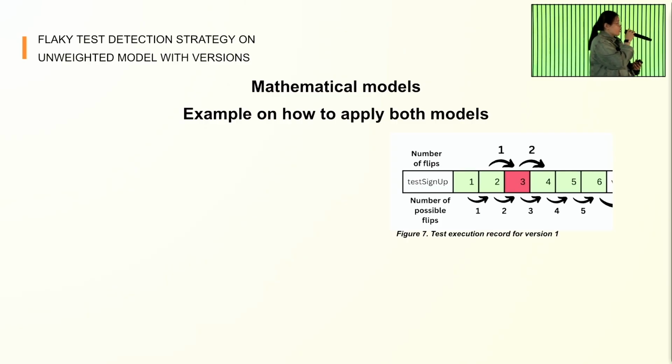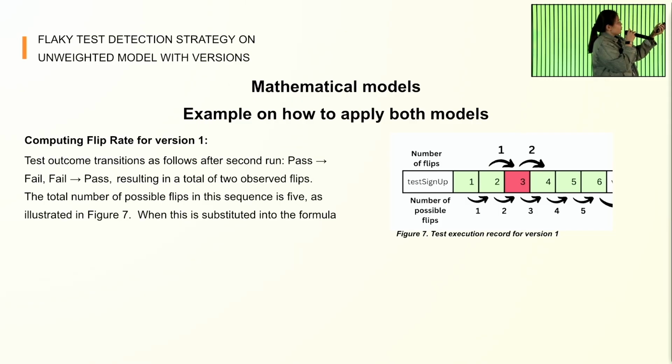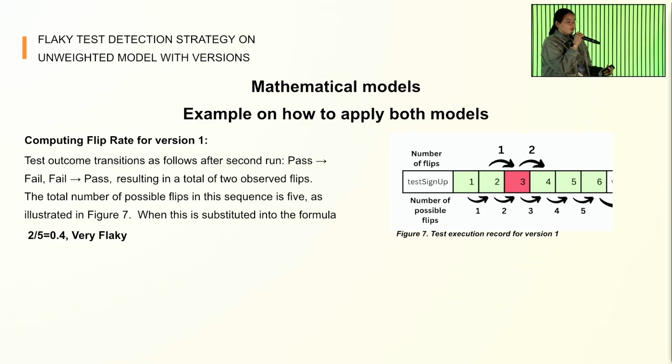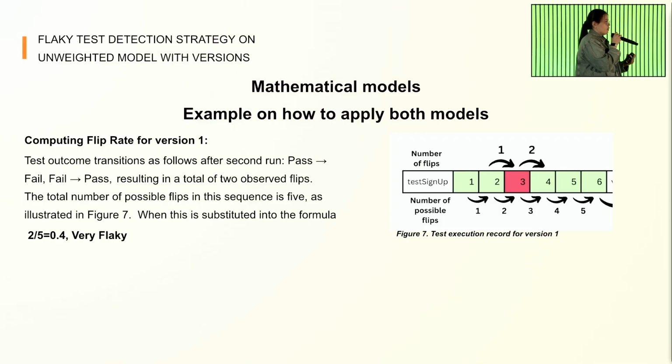Let's see the illustration. Here we have 6 runs. The number of possible flips is 5. And the number of actual flips, you can see from the image, is 2, right? So for the flip rate, that would be 2 divided by 5. This is 0.4.